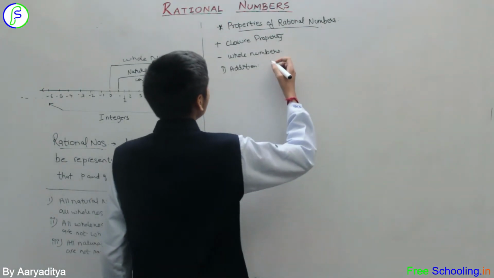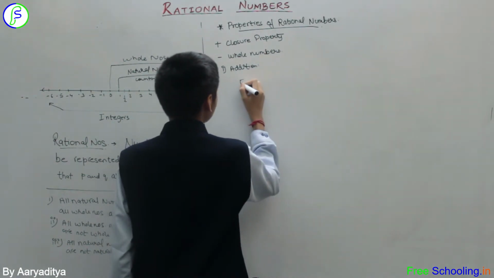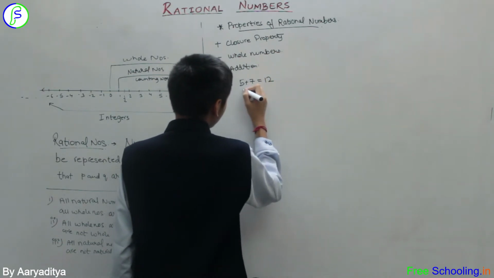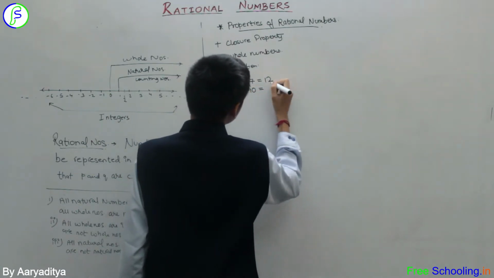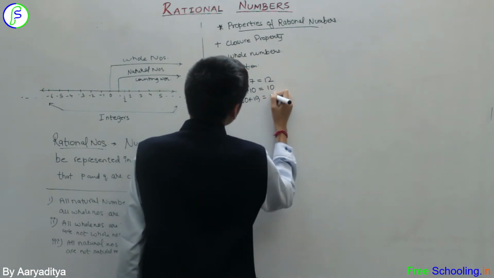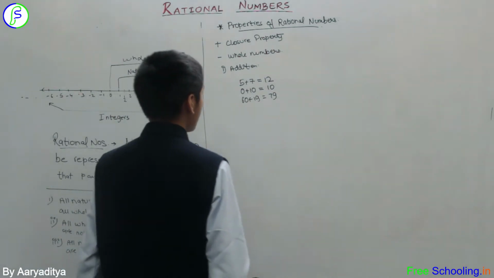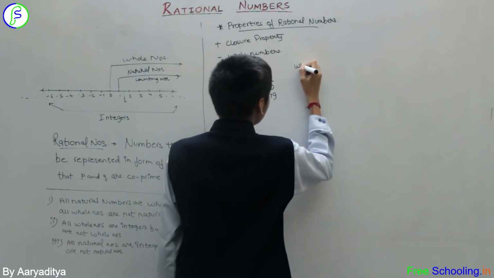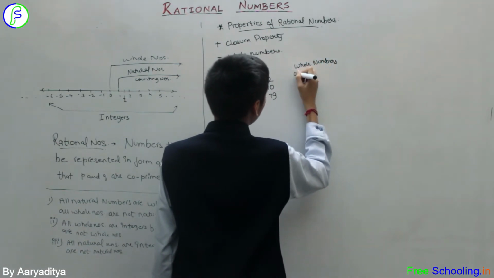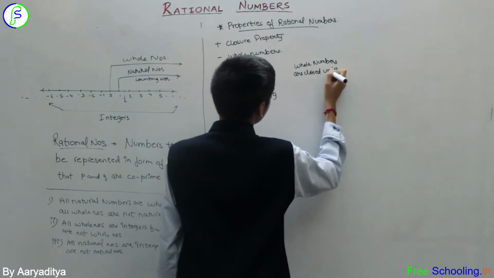And we will be doing them all. Okay, so if we take two whole numbers, let me take 5 and 7, the result would come out to be 12, that is a whole number. And if I add 10 with 0, I will be getting 10. If I add a bigger number, let me take 60 with 19, I will be getting 79. So we can see that all three are whole numbers. So the statement that can be written for this one is whole numbers are closed under addition.